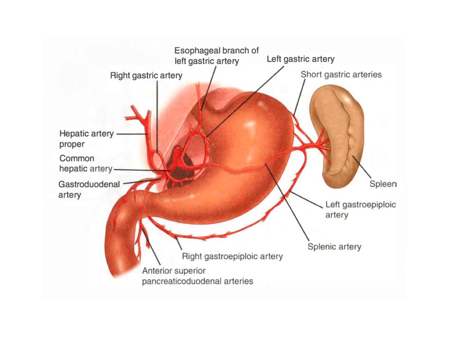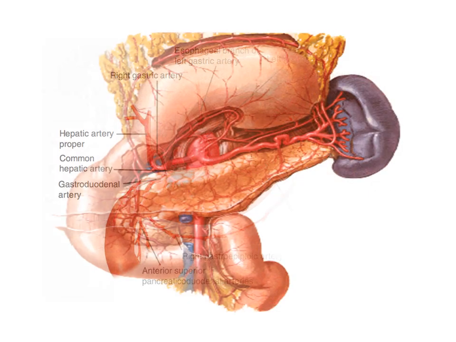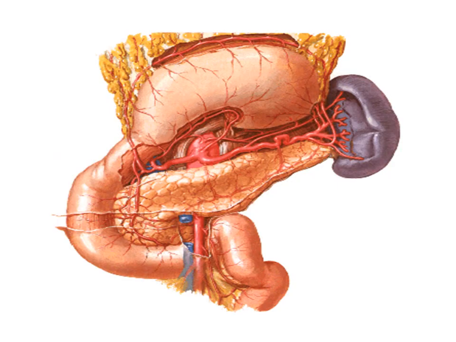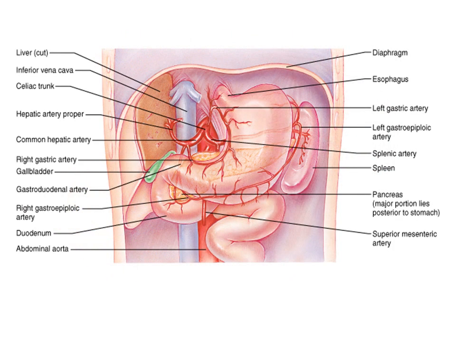Here is also the right gastroepiploic artery and left gastric artery. We have also esophageal branches from the left gastric artery, the common hepatic artery proper, and the left gastroepiploic artery, a branch of the splenic artery. Here also the same. In this picture also you can see the splenic artery, common hepatic artery, and left gastric artery.